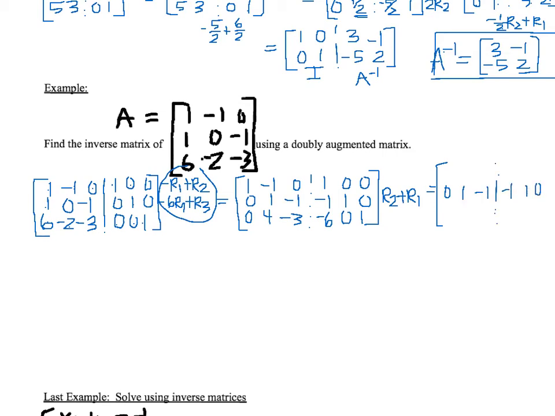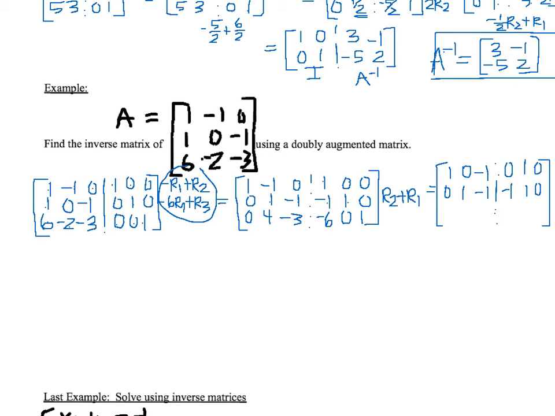Negative 1, 1, and 0. Okay, so here we go. If I eliminate row 1, 0 plus 1 is still 1. 1 and negative 1 makes 0. Negative 1 and 0 makes negative 1. Negative 1 plus 1 makes 0. 1 plus 0 is 1. 0 plus 0 is 0.